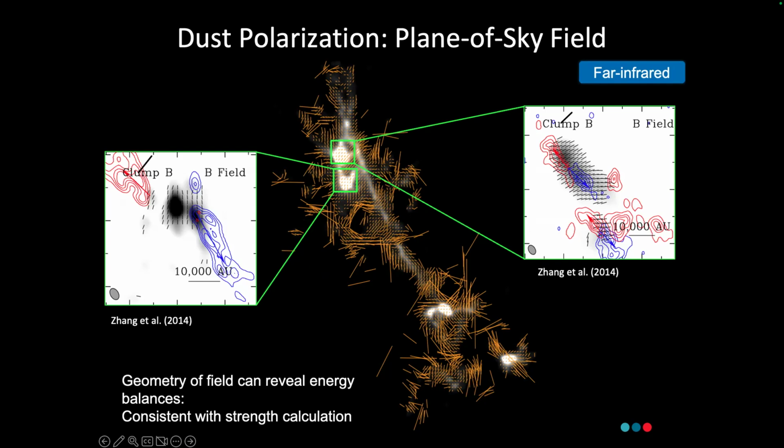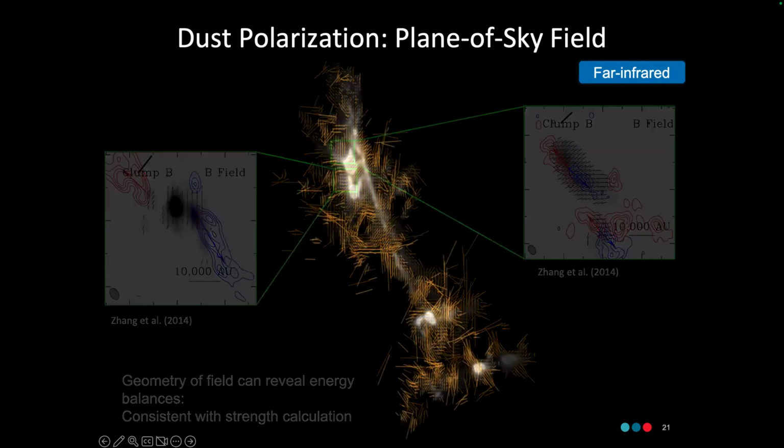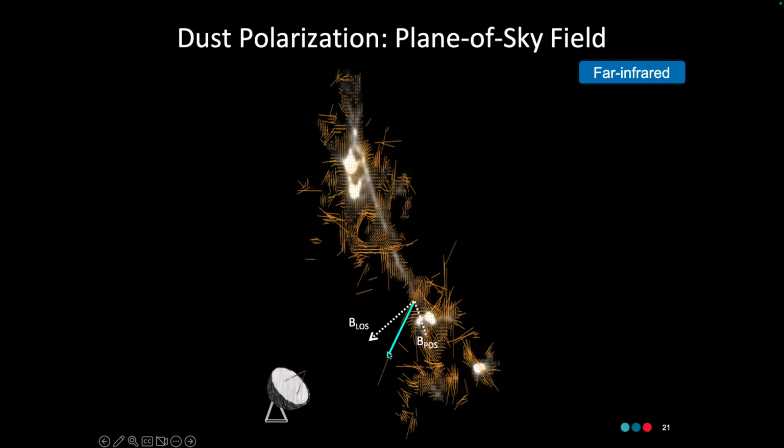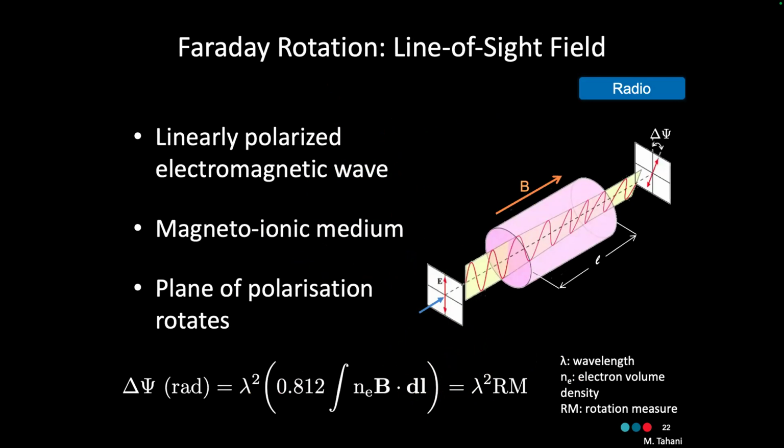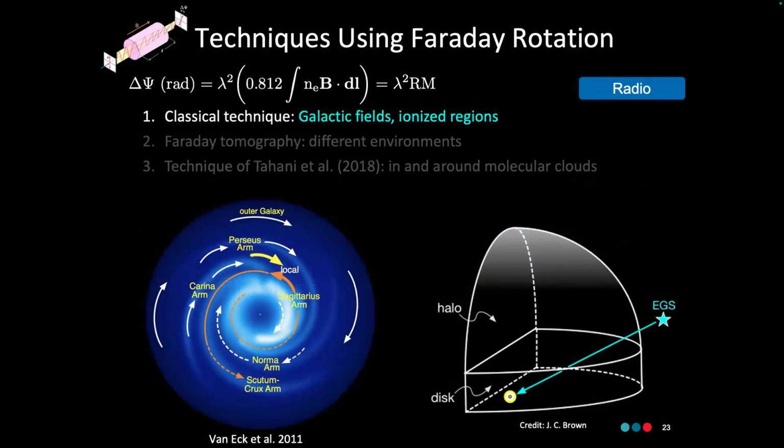So far I've talked about starlight polarization and dust polarization. We also need line of sight magnetic fields. For line of sight magnetic fields, we can use Faraday rotation, which is the rotation of the linearly polarized electromagnetic wave in a magneto-ionic medium. The amount of rotation is given by this formula that you may be familiar with, and the quantity in parentheses is known as rotation measure. There are three main techniques that can use Faraday rotation in radio observation to find line of sight magnetic fields associated with different regions.